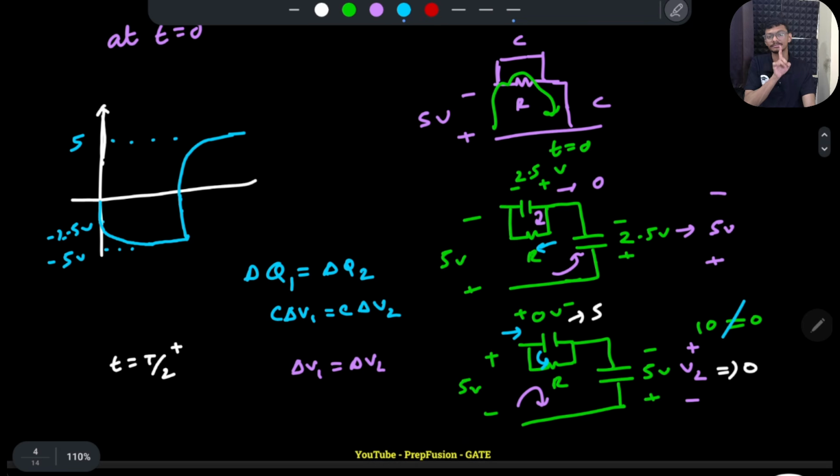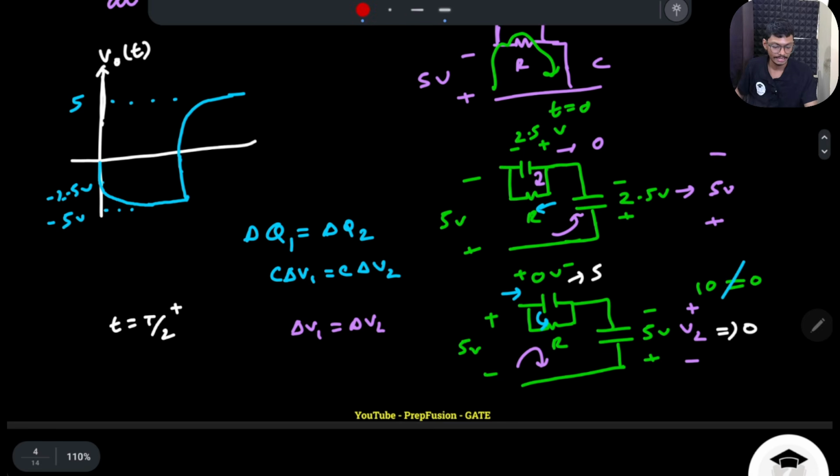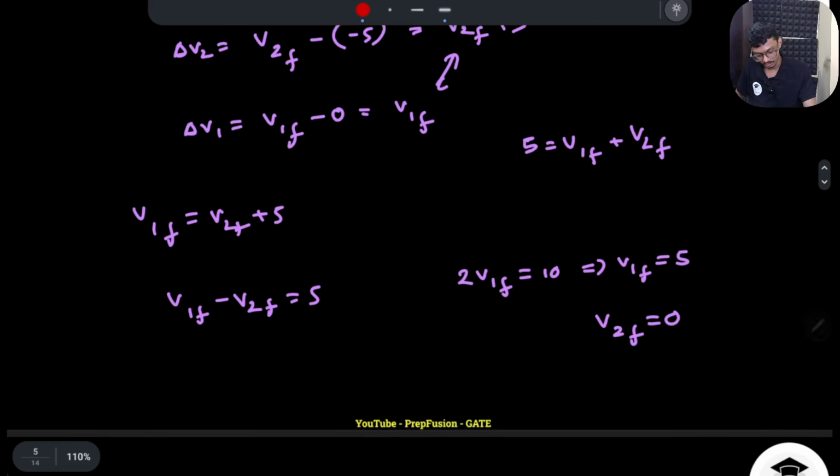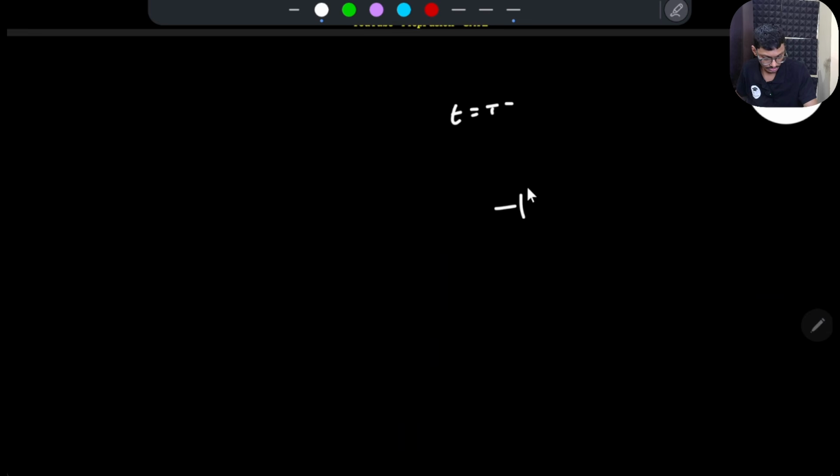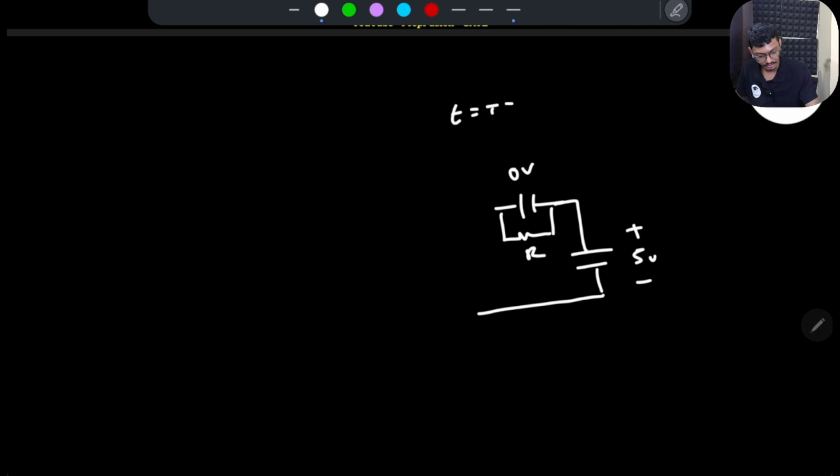Now, what will happen at capital T plus? Again, at capital T plus, something different will happen. What will happen this time? This is my VO of t, right? At capital T plus, if you observe, right now, if I draw just before t equals capital T minus, this capacitor will again be 0 volts, steady state. This capacitor will have a voltage of 5 volts. And again, if you observe, I'm applying reverse voltage, right? -5. Again, there is a difference.